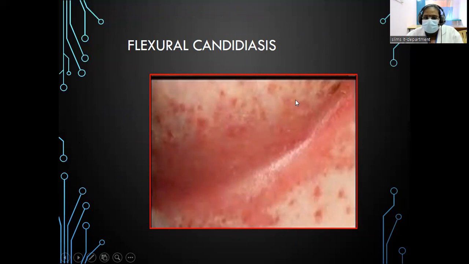One of the clinical types of cutaneous candidiasis. This is flexural candidiasis or candidial intertrigo. Intertrigo is nothing but infection or inflammation of the two opposing body surface areas. If it is due to candidiasis, we will be calling it candidial intertrigo.